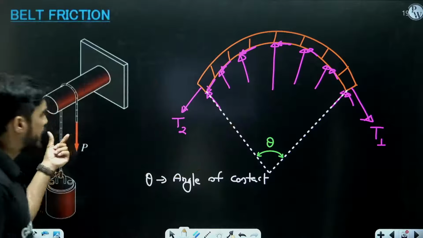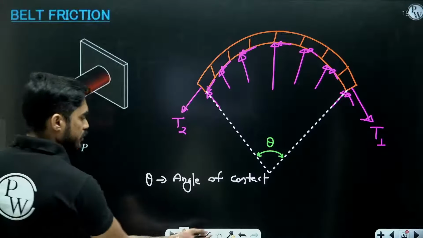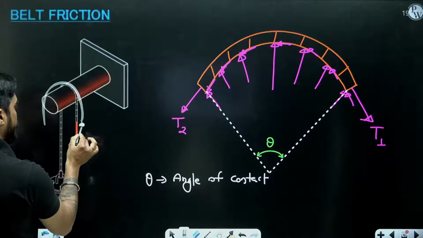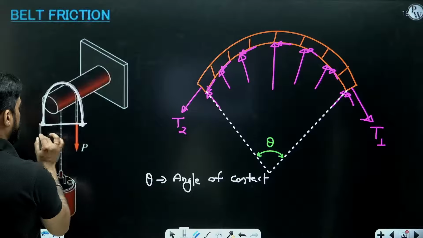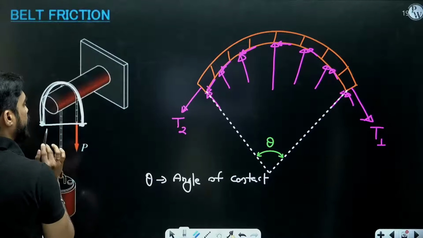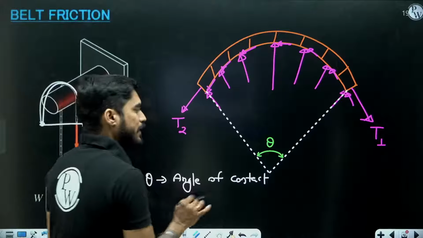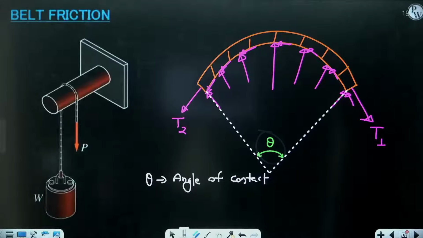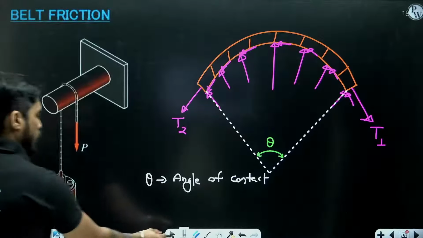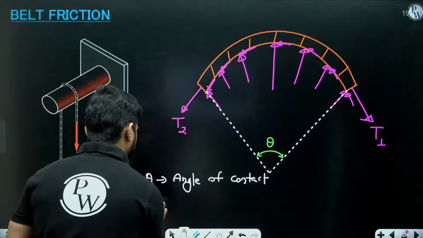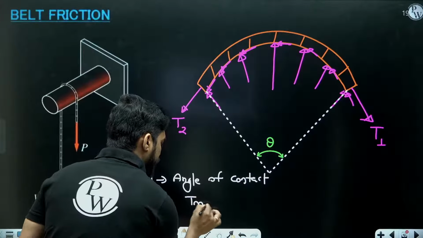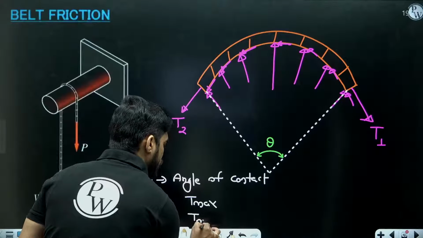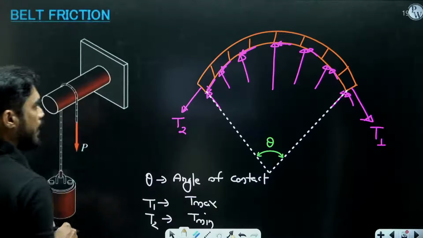Here in this particular case your theta is 180 degree because the rope is in contact like this, from this point to this point. So the angle between these 2 points is 180 degree. But in general, we can consider it theta. So what is theta? Theta is the angle of contact. What is T1? T1 is maximum tension, and what is T2? T2 is minimum tension.